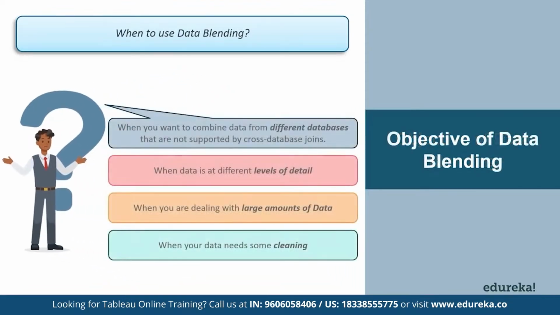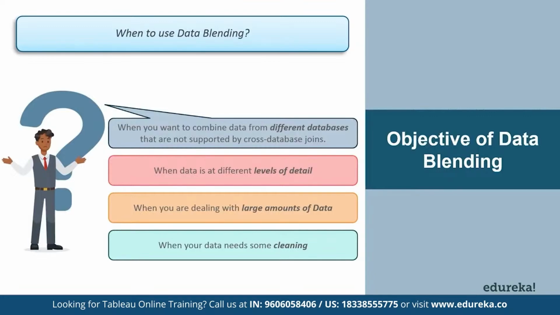Now data blending could be very useful under a few conditions. Like you want to combine data from different databases that are not supported by cross-database joins. Now cross-database joins do not support connections to cubes. Take Oracle Essbase for instance, or some extract-only connections. Take Google Analytics as your example. In this case, set up individual data sources for the data you want to analyze and then use data blending to combine the data sources on a single sheet.